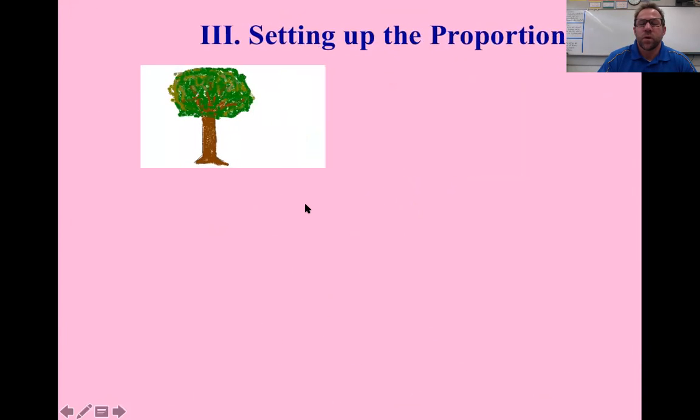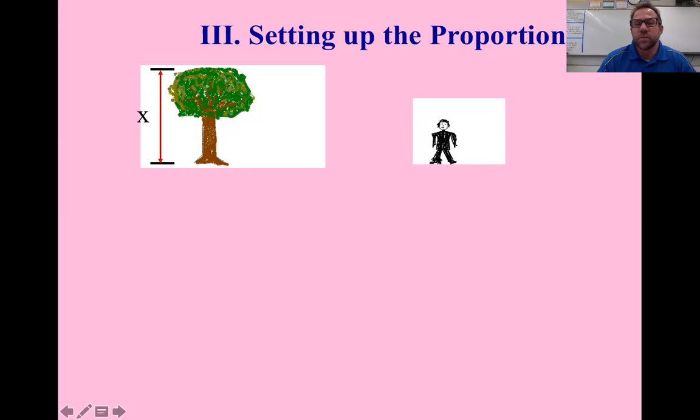Now we're going to get into some word problems. So we're going to set up a proportion. We're going to practice setting it up. So I have this tree. It's a beautiful looking tree. And I'm going to tell you that tree is X feet tall. So we actually don't know how tall the tree is. Since we don't know, we're going to say it's X feet tall.